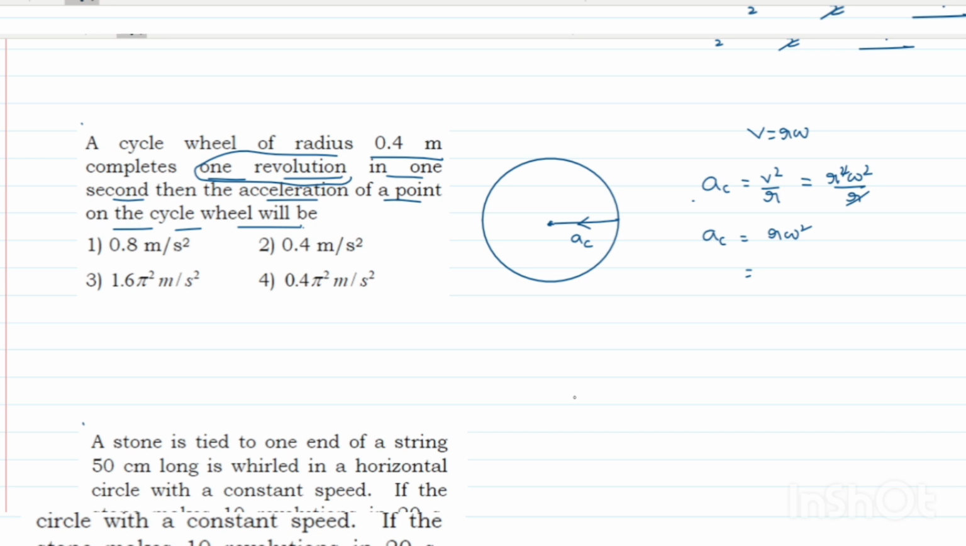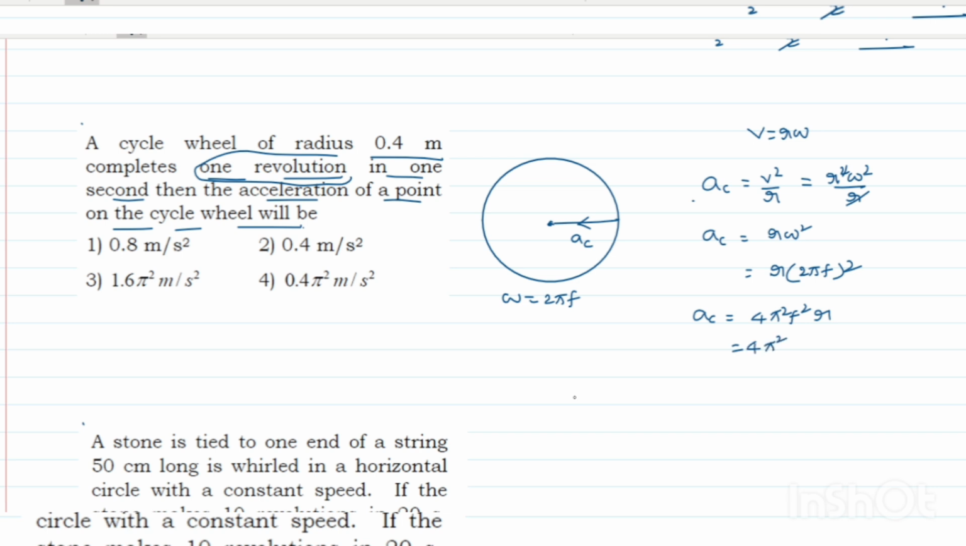They are talking about the angular speed, so you can take it as r omega square. Here omega is nothing but 2 pi f. So r into omega square is r into 2 pi f whole square, which is nothing but 4 pi square into f square into r.